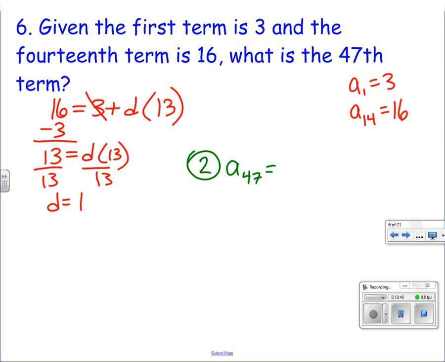3. Yep. 46. Very good. All right, type that all in your calculator, and it gives you 49.